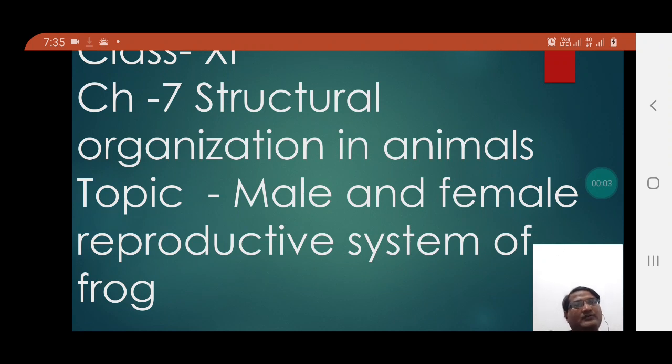Of standard 11th. Today we are going to study the topic male and female reproductive system of frog from chapter 7, structural organization in animals.